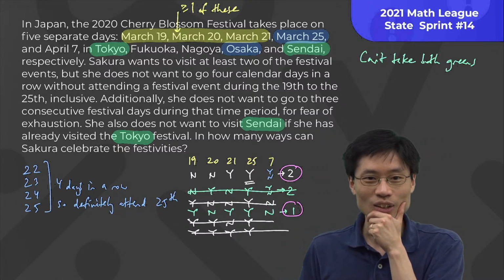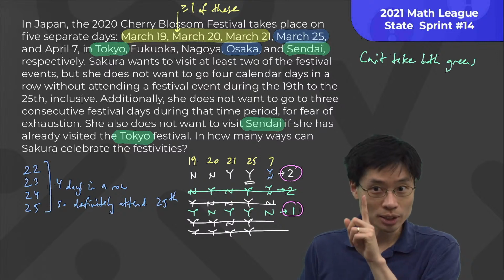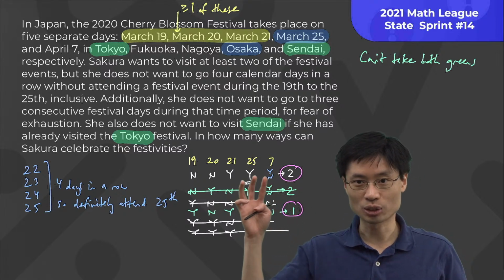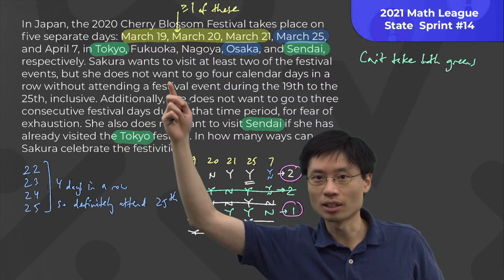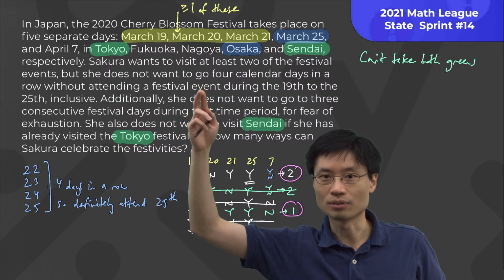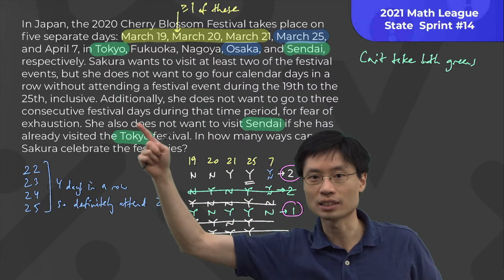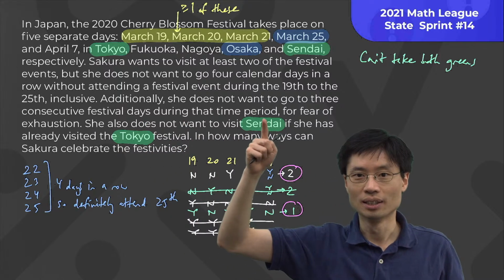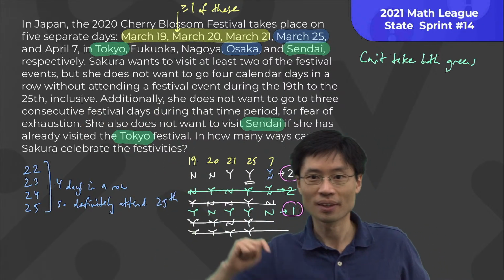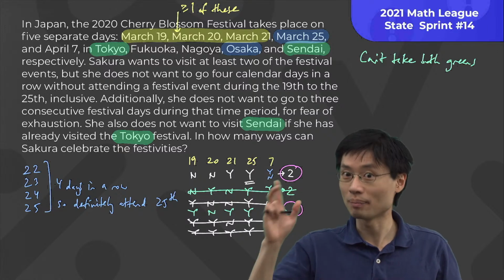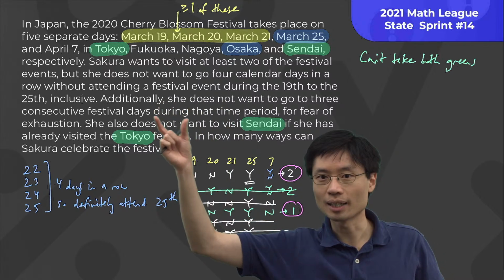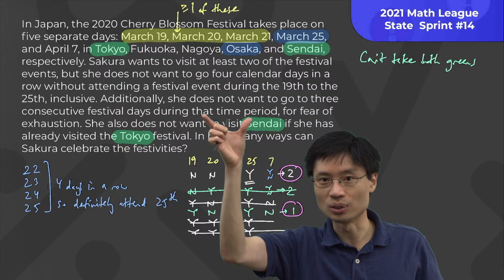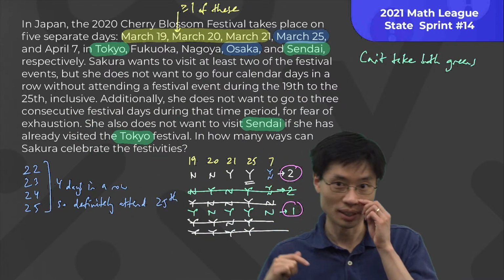Let's see. Oh, somebody told me that the answer is wrong. Well, I'll still put the answer as 3. I do see somebody said that the first one is wrong because there's 3 consecutive festival days. But when I was reading this, I saw: does not want to go 4. Additionally, she does not want to go to 3 consecutive festival days during that time period. So my interpretation was that the time period was the 19th to the 25th inclusive. I might be wrong on that. Maybe I'm misinterpreting the question. But the way I originally interpreted it, during that time period referred to the time period 19th to 25th inclusive. That might be wrong, actually.